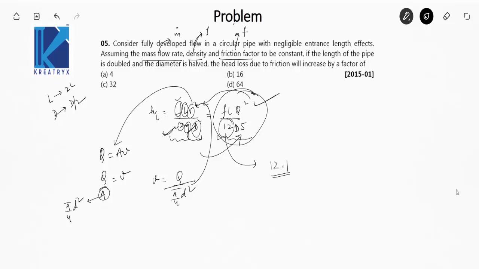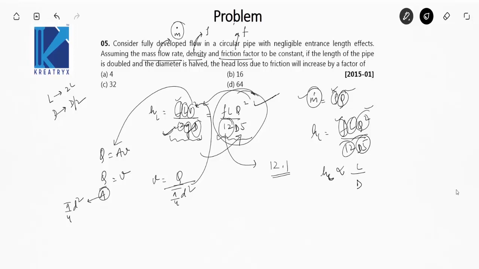However, this is useful for us because mass flow rate is given constant and density is also given constant. Mass flow rate is rho into Q, so Q will be constant. So ultimately HL is equal to FLQ square by 12D raised to power 5. It will be dependent on L and D only because the rest are constant. So can I say HL is directly proportional to L and inversely proportional to D raised to power 5 from this equation?